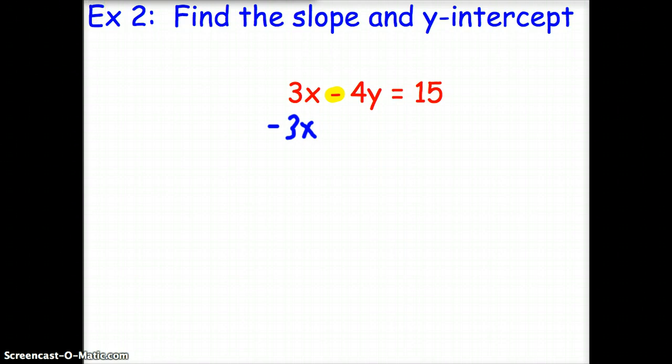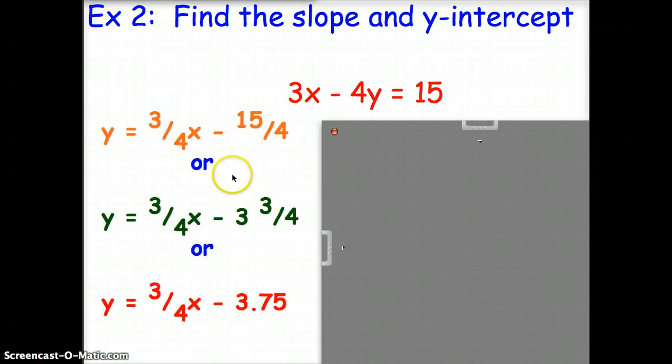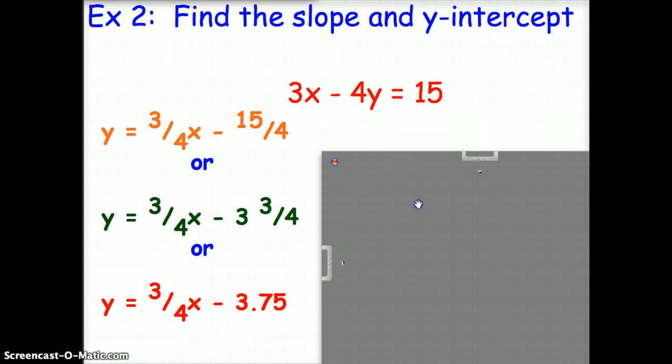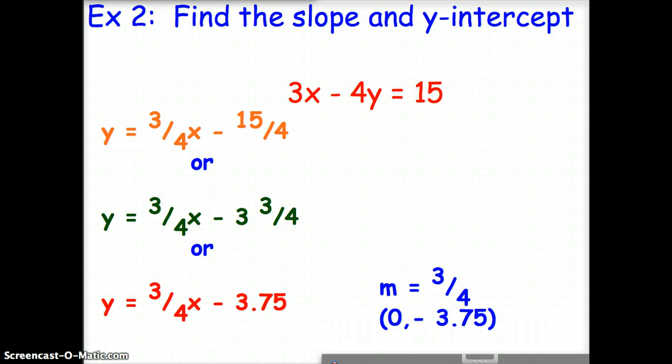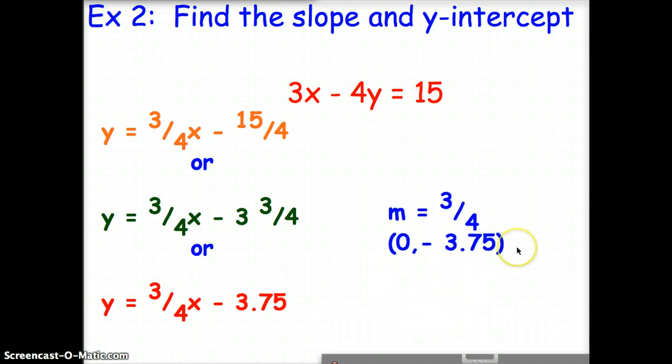Pause your video at this time. Did you get one of these equations? If you did, make sure you find your slope and y-intercept next. If you didn't, go back to the last example and see if you can figure out your mistake. Once you've got one of these equations, and all three of them are identical, so it doesn't matter which one you ended up with, you should find that you have a slope of 3/4 and your y-intercept is in the form (0, negative 3 and 75/100). If you had negative 15/4 or negative 3 and 3/4, that would also be an equivalent answer for your y-intercept.